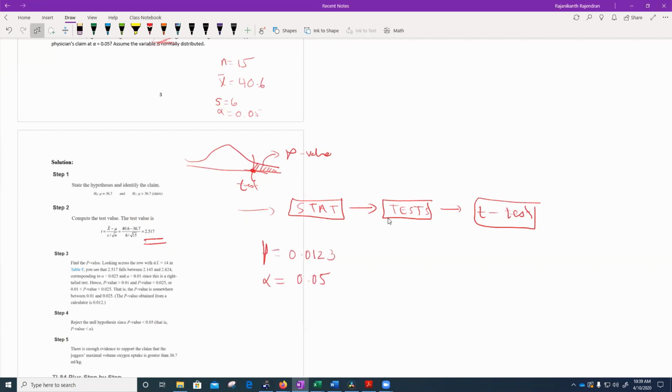0.0123. That's my p-value. My alpha is 0.05. Compare now these two numbers. My p-value is smaller than alpha, right? Therefore, my decision is to reject H naught. Much easier, no? If you use the calculator. Are you following me? Say yes or no. Yes, sir. Yes. What about others? Yes, sir. Very good.